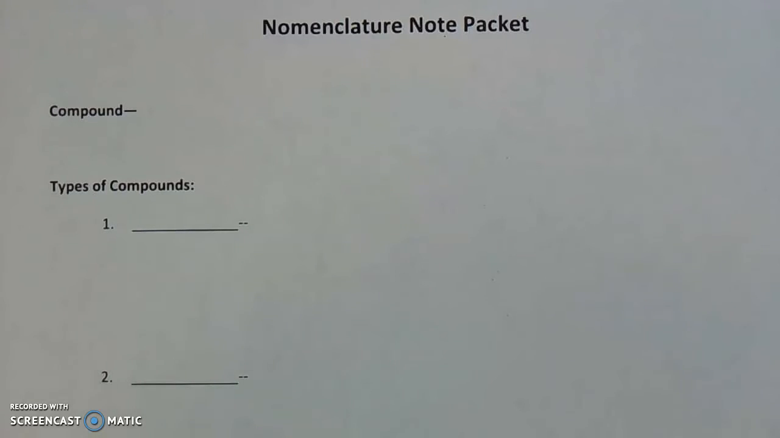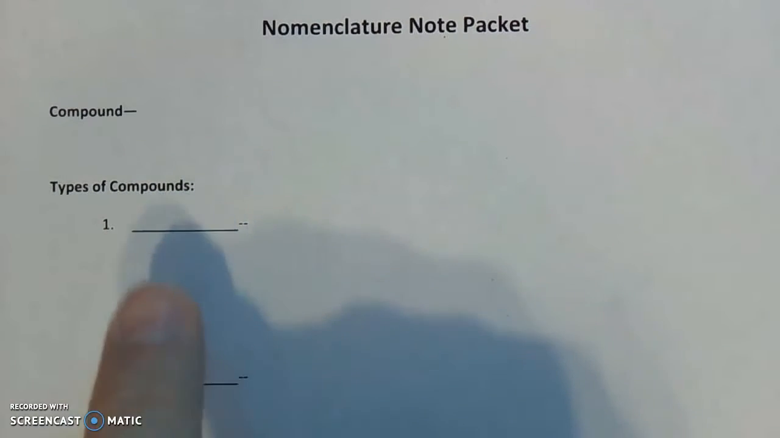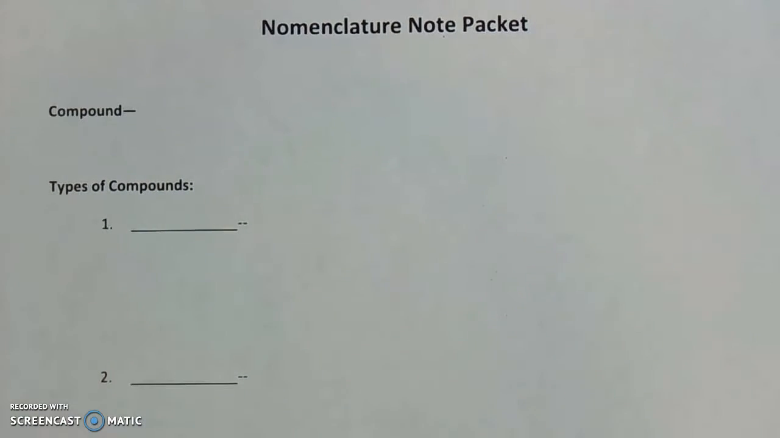Welcome to our new unit, Unit 5 on nomenclature. This is Lesson 1, Video 1. So in this lesson we're going to review a little bit of our previous information from Unit 4. And we're going to define a compound and look at the types of compounds. And these are going to be very similar names to things that we did last unit.